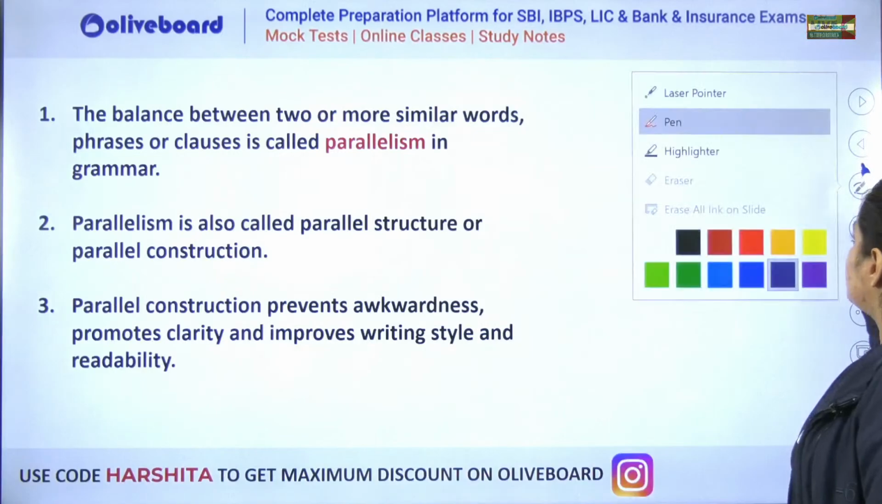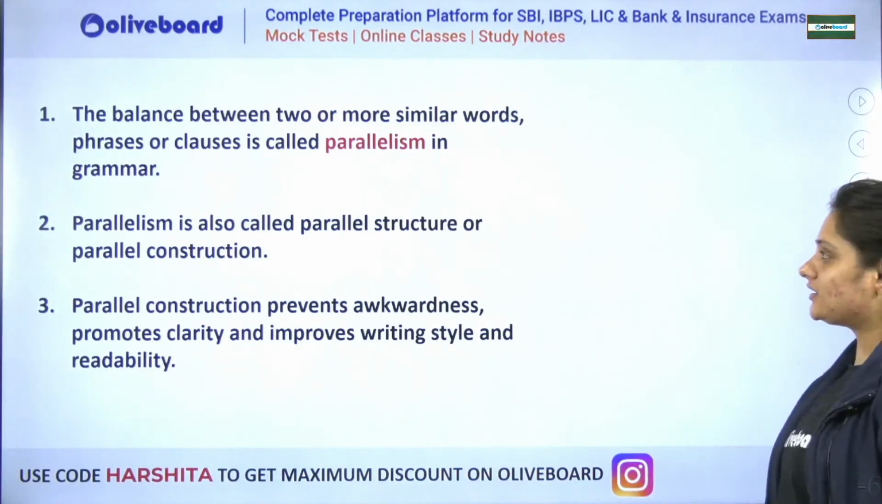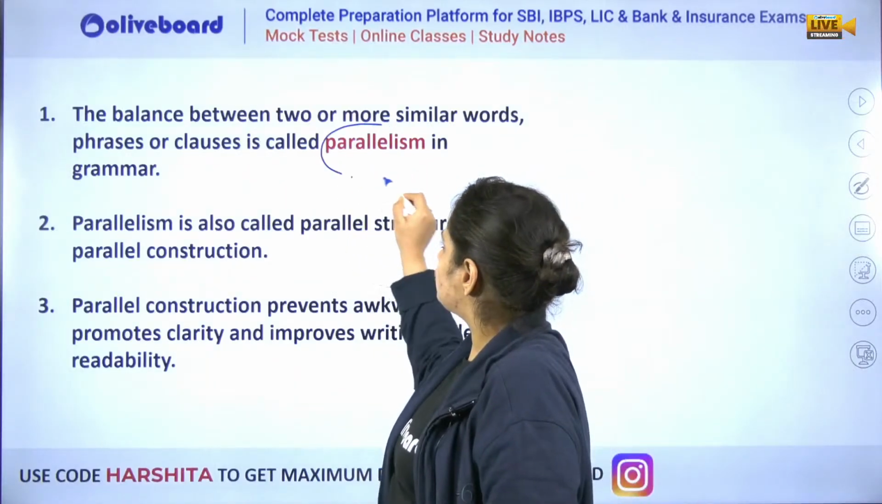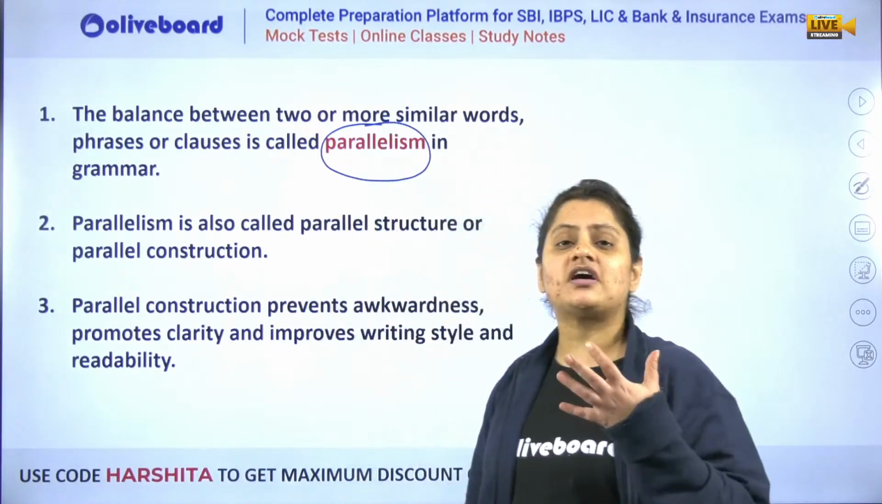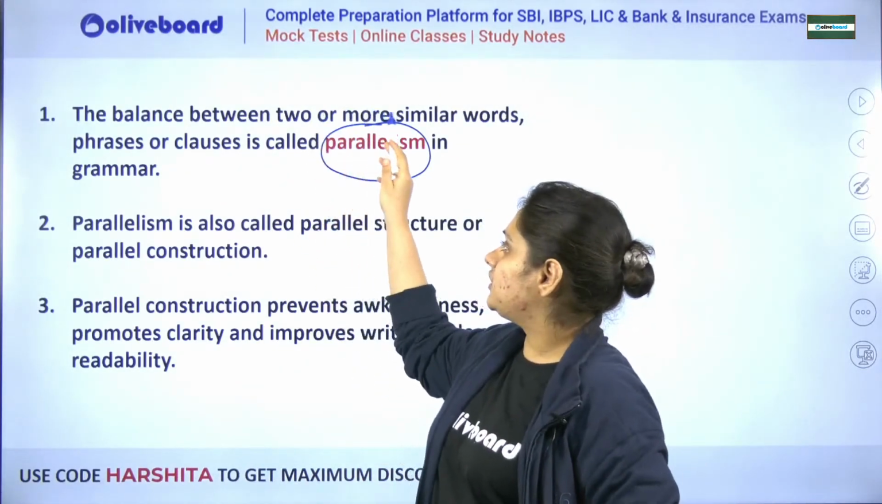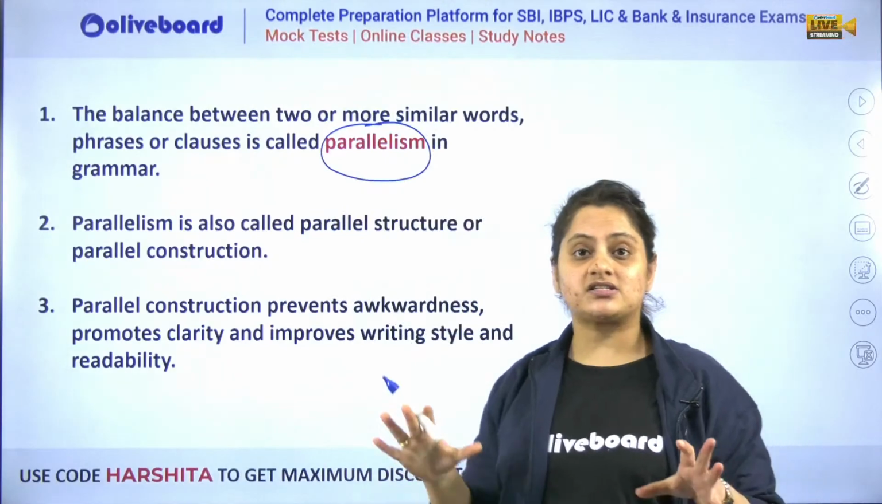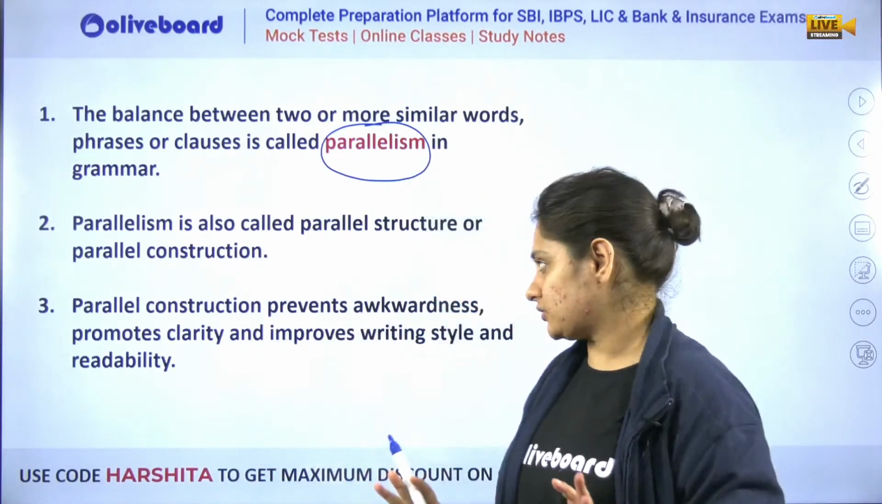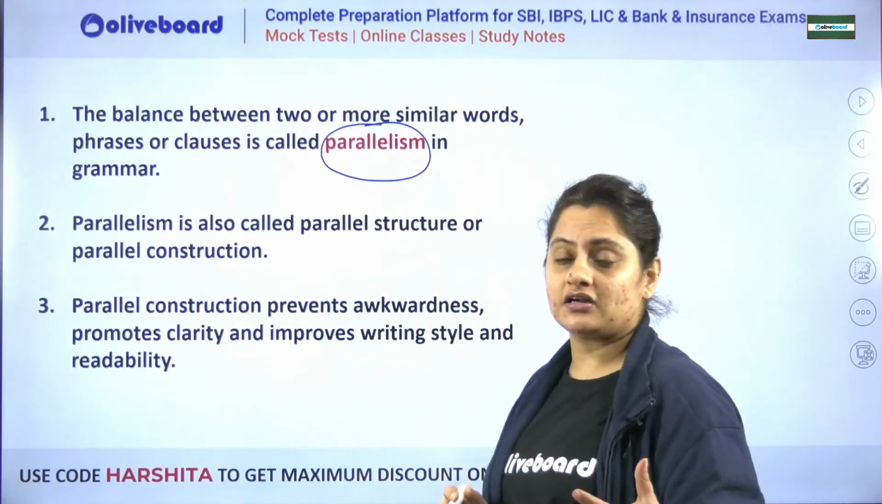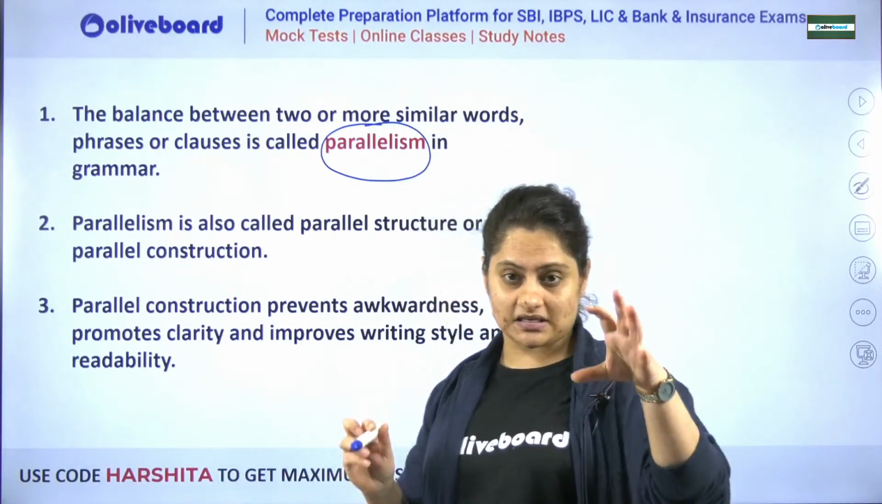So here, the first rule, which is called the rule of parallelism in grammar. Okay, parallel structure. Now, what is parallel structure? Whenever we are writing a sentence, we have to maintain the balance between two or more similar phrases or words or parts. Okay. Now, how does this work and why do we use it? Parallel structure or parallel construction. I'll show you with a very, very basic example.